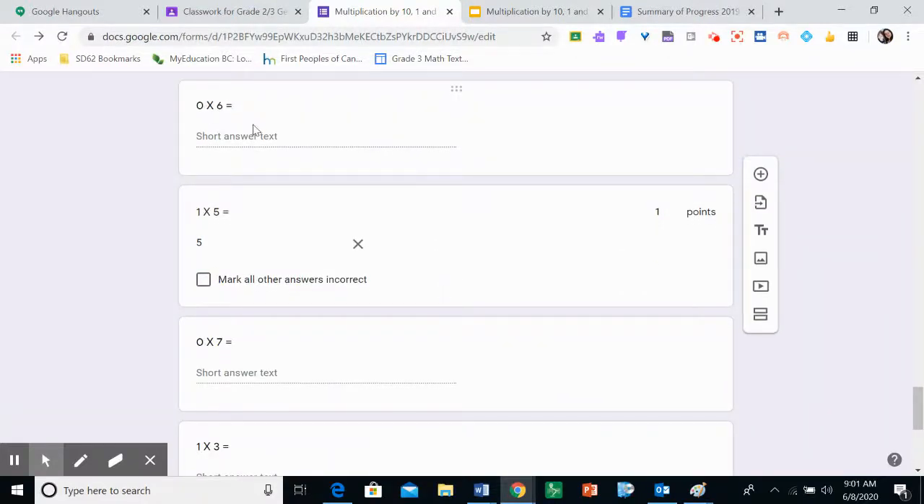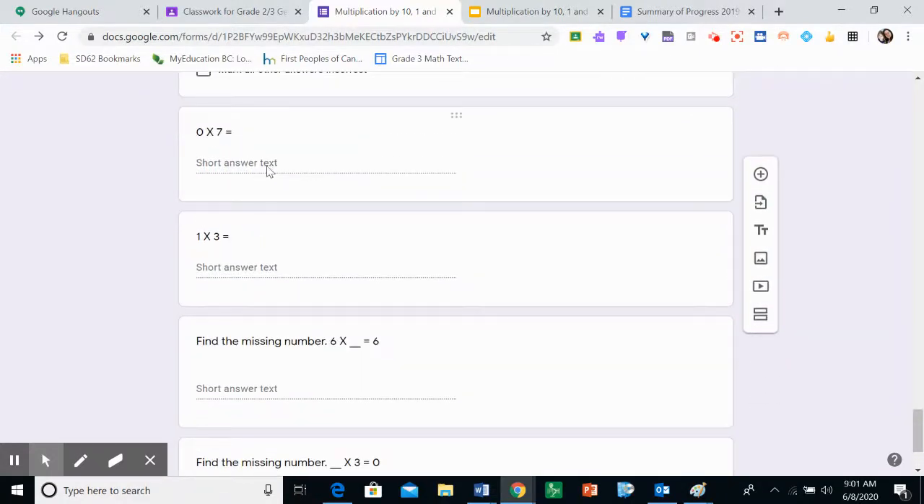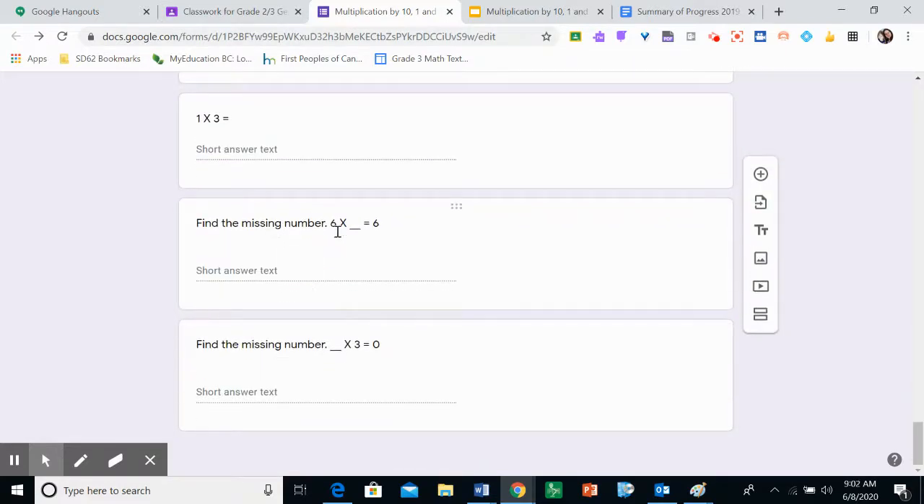0 times 6. Remember your strategy for multiplying by 0? If you don't remember, feel free to rewind the video. 1 times 5 equals, 0 times 7 equals something. 1 times 3 equals. Find the missing number. 6 times what number? So this is what you're looking for. What number times 6 equals 6?